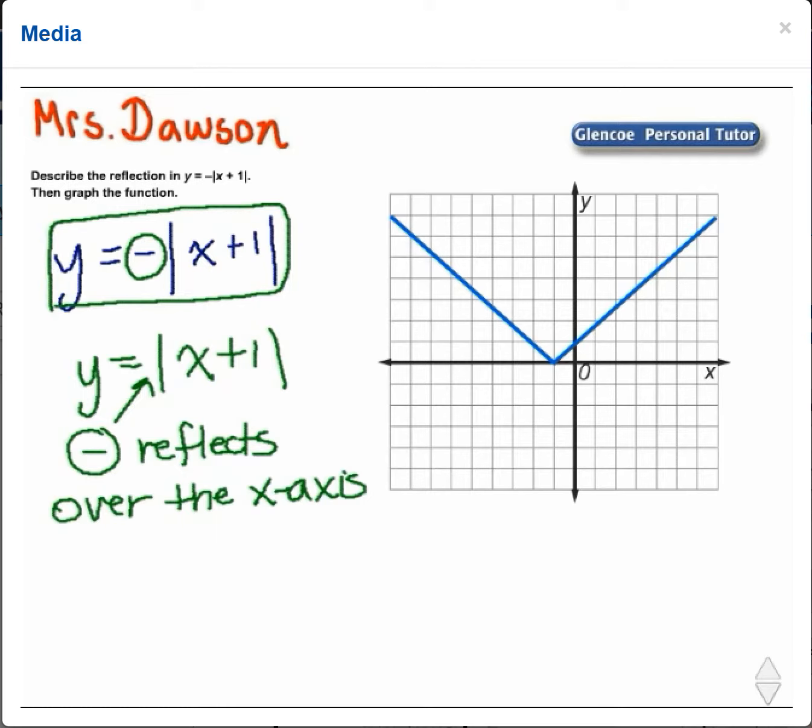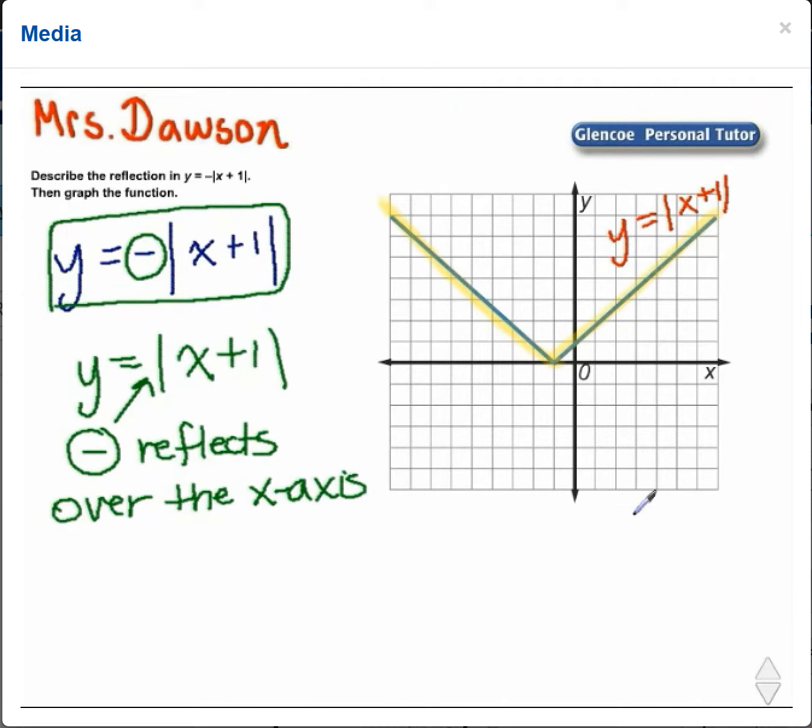So let's take a look. This is the graph of y equals the absolute value of x plus 1. Notice it has a shift of left 1. That's what this is all about.